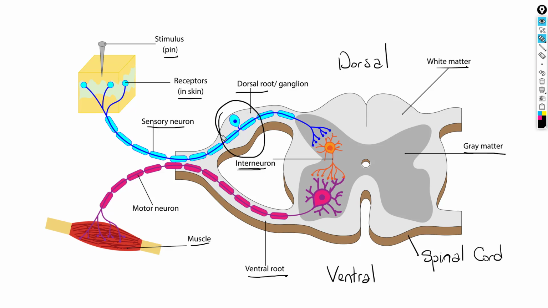And there is a swelling, as you see here. This is accommodating the cell body of the sensory neuron. This is called the ganglion.